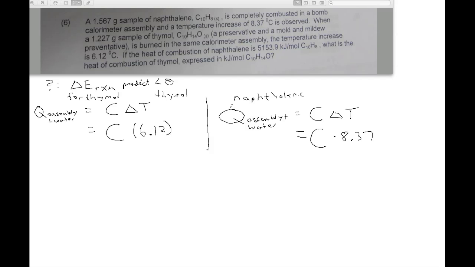What we need then is to plug in a number for the Q for the naphthalene here. So how can we figure out what number to plug in for Q here for the naphthalene? Well, they give us the heat of combustion, so I'd probably plug that in. Okay, the 5,153.9 kilojoules per mole. So what would I write down here?